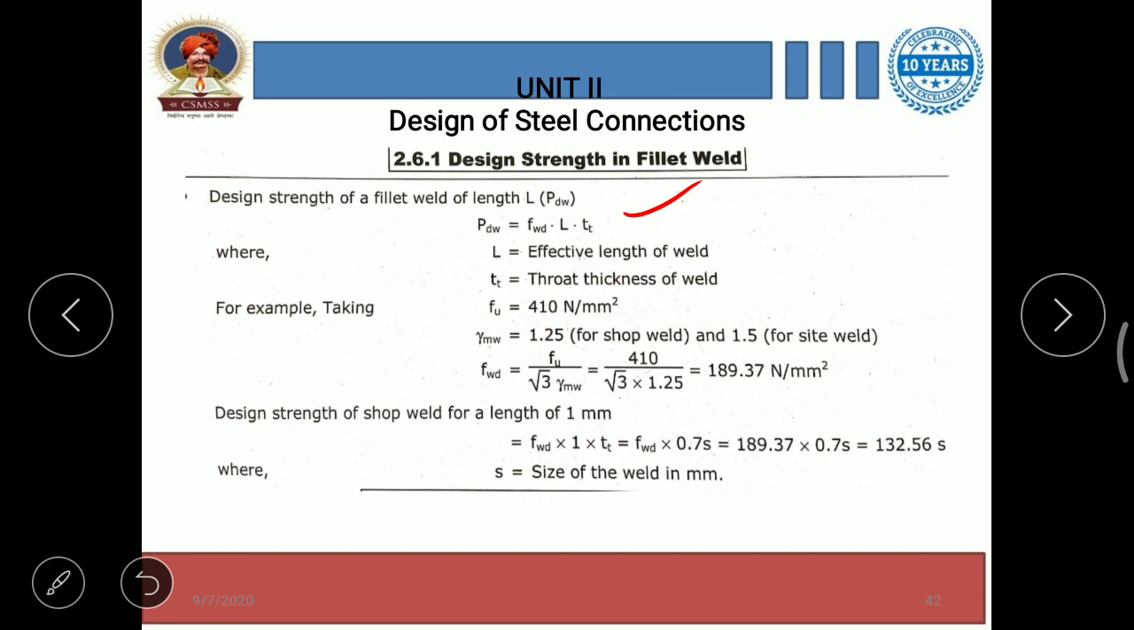Then design strength of shop weld for a length of 1 mm. For 1 mm length, PDW becomes FWD into L, we are taking here 1 mm, and into TT, throat thickness, and we know that we are taking 0.7 s. Then it will become 132.56 s, where s is size of the weld in mm, and that will be given in the statement.